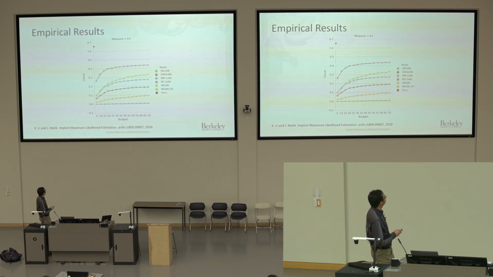And this here, the red dot, is our method, so that's FMLE. You can see that in this case, we didn't actually try tuning hyperparameters at all. This is literally the first thing that we tried, and it's already achieving an F score that is much better than all the different variants of GANs.